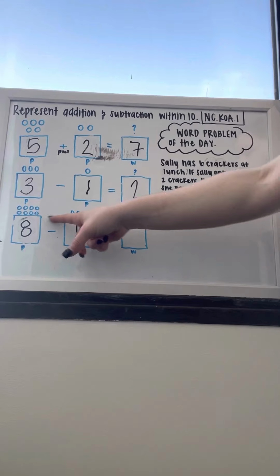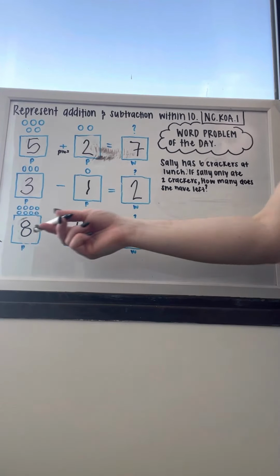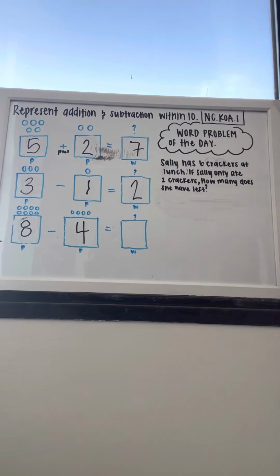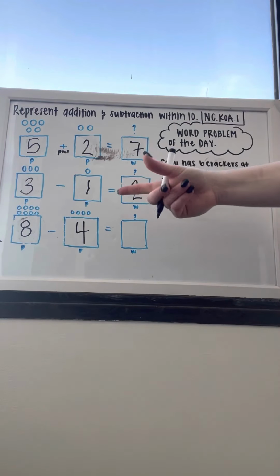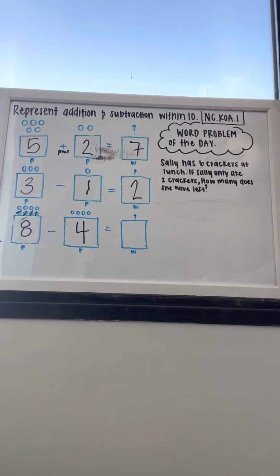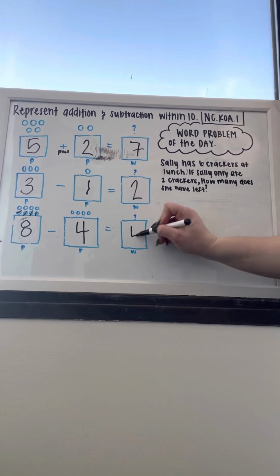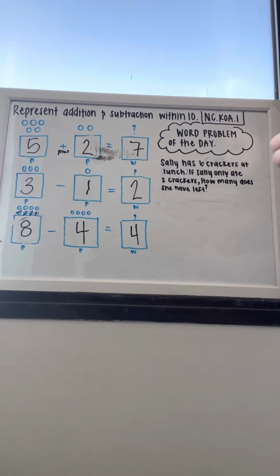And we are minusing, or taking away, or subtracting. Okay, so 8 minus 4. If I have 8 circles, and I chop off 4, how many am I going to have? 4, correct, okay?